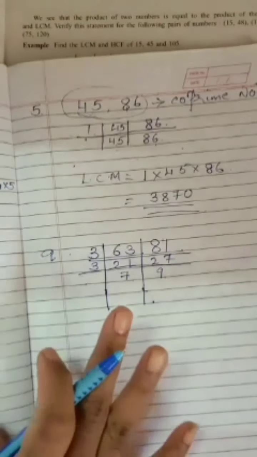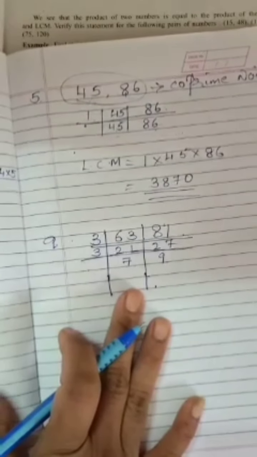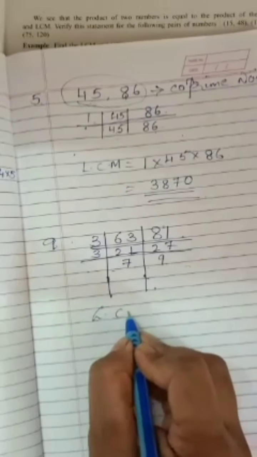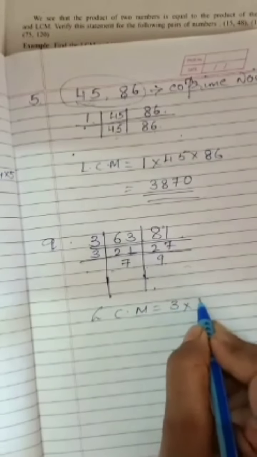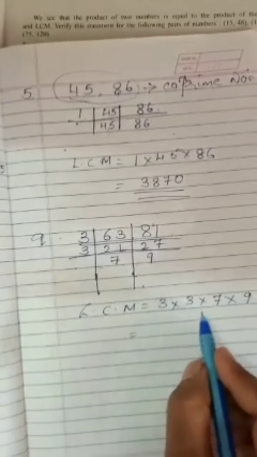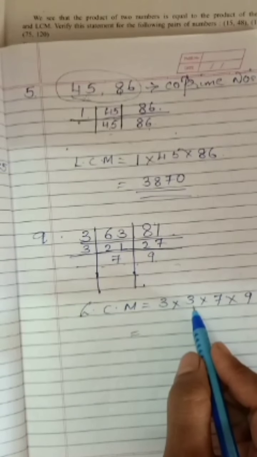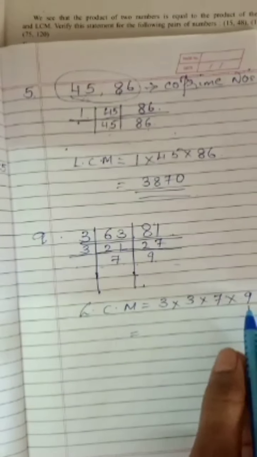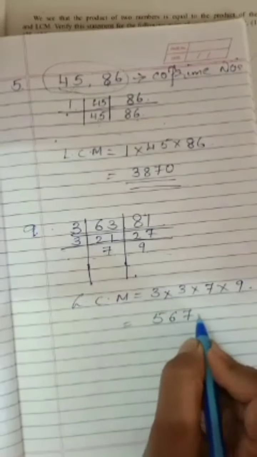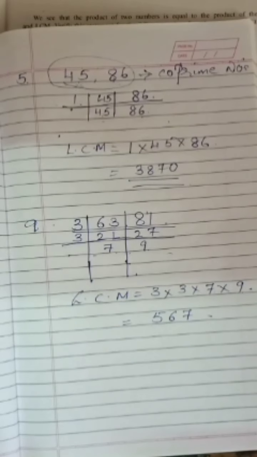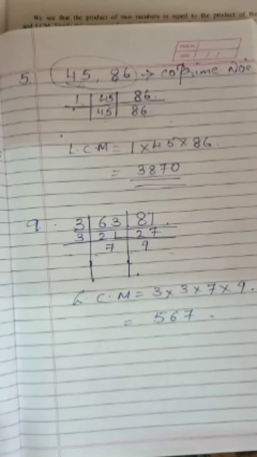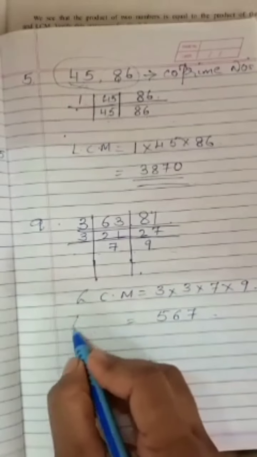Let it be like this. And now let us take the common factors and the remaining factors. LCM is 3 into 3 into 7 into 9. 3 3s are 9. 9 7s are 63 and 63 9s are 567. 567 is the answer, that is 81 into 7. So this is the LCM.